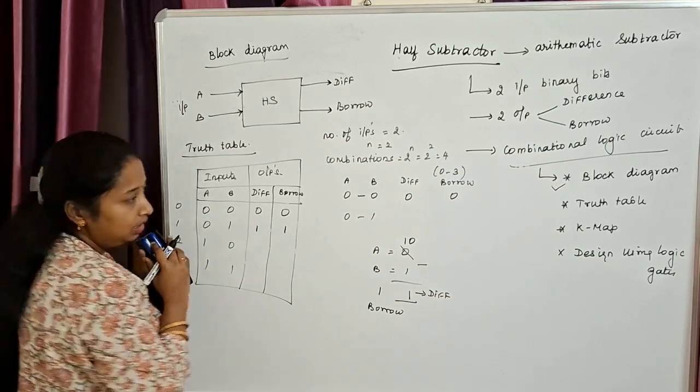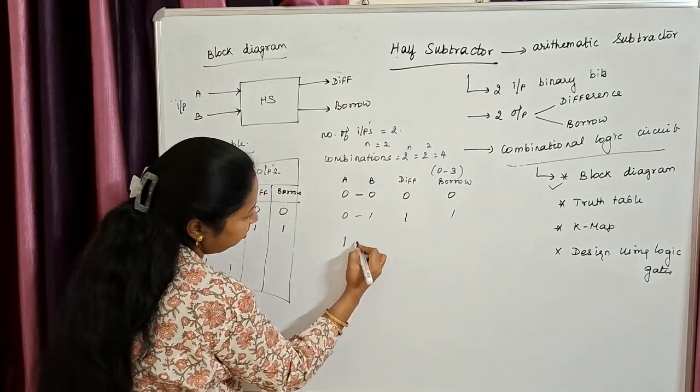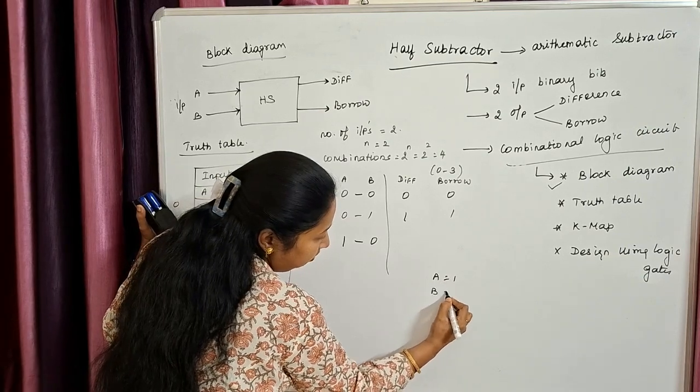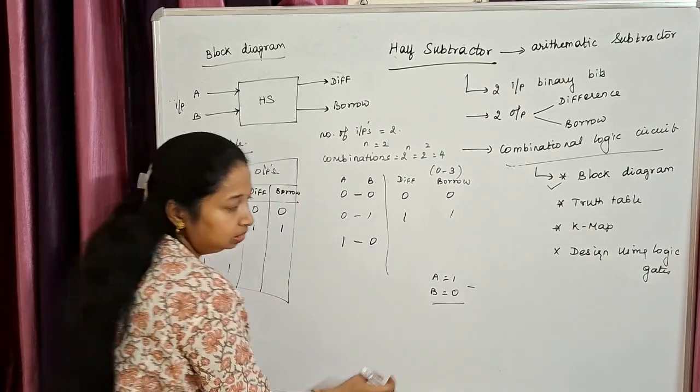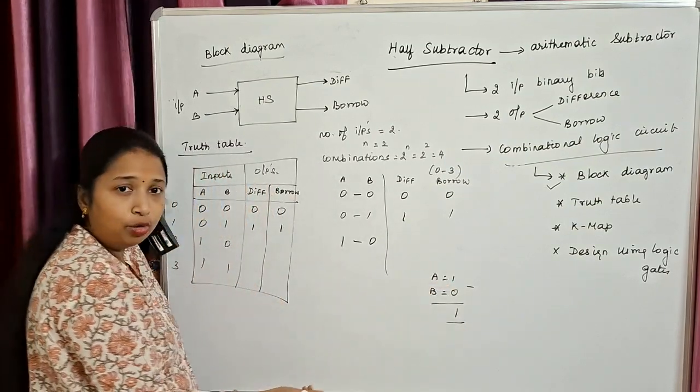Is it clear? Now, my next combination, 1 and 0. So my A is 1 and B is 0. When A equal to 1, B equal to 0, can you do a subtraction? Directly we can do it. So 1 minus 0, it is 1. Am I doing any borrow here? No.